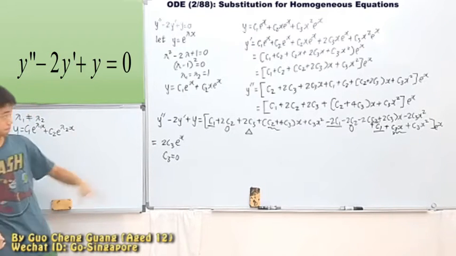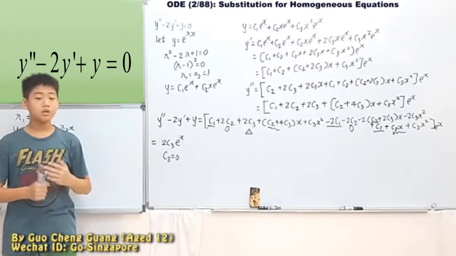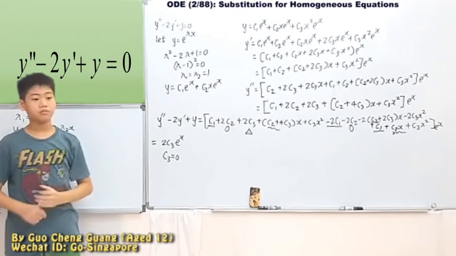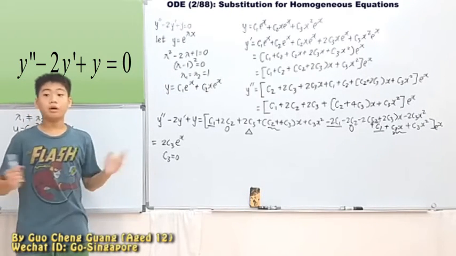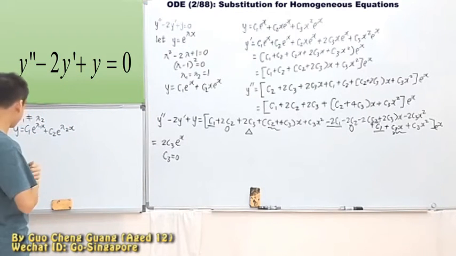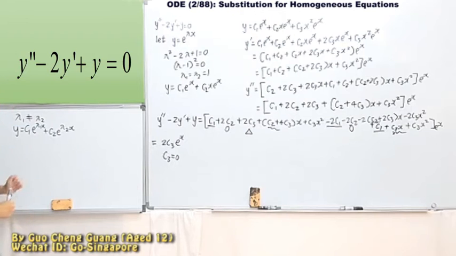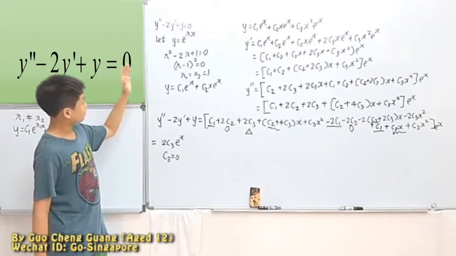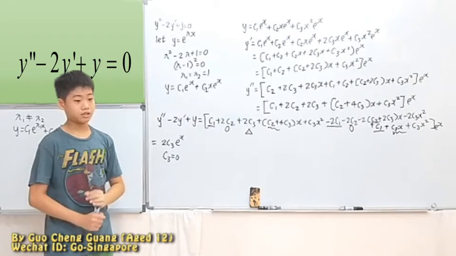So this is very easy for distinct. But what if these are the same? Then we can say this answer is of multiplicity. So if it is multiplicity, you have these cases.